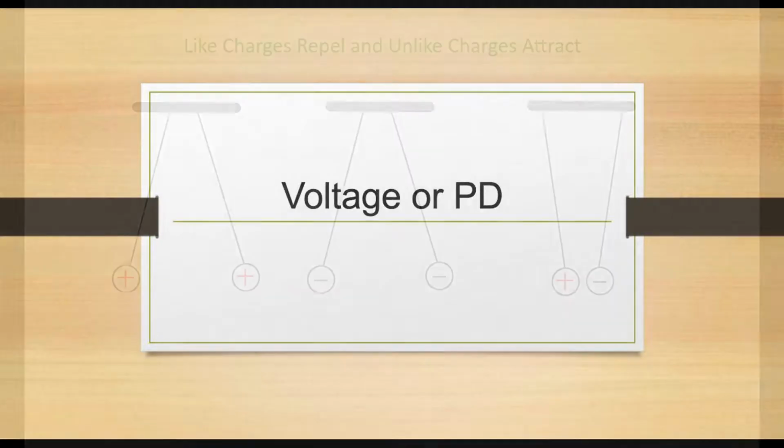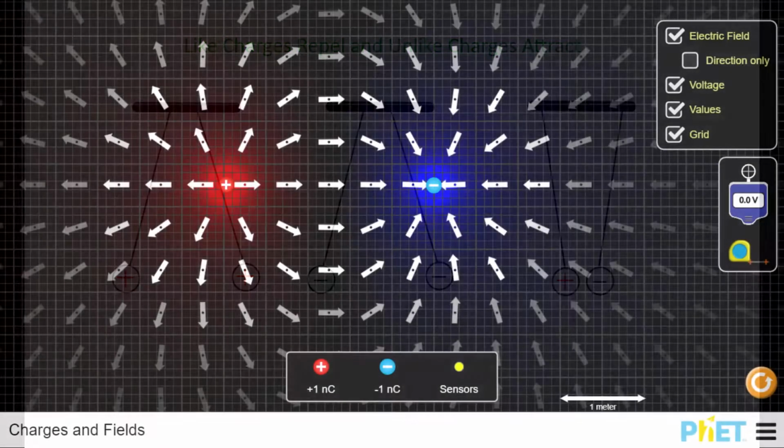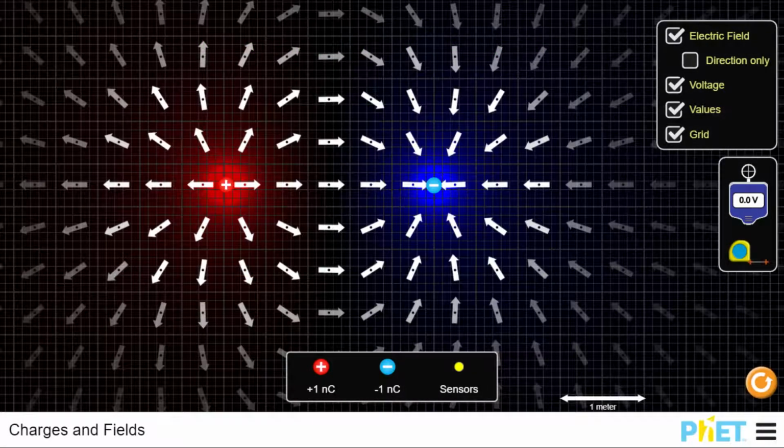Electric potential or voltage. When like charges or similar charges such as a positive charge and another positive charge are brought together, they repel. Whereas when a positive charge and a negative charge are brought together, they attract. A charged particle has the ability to do work. This ability of the charged particle to do work is called as electric potential.